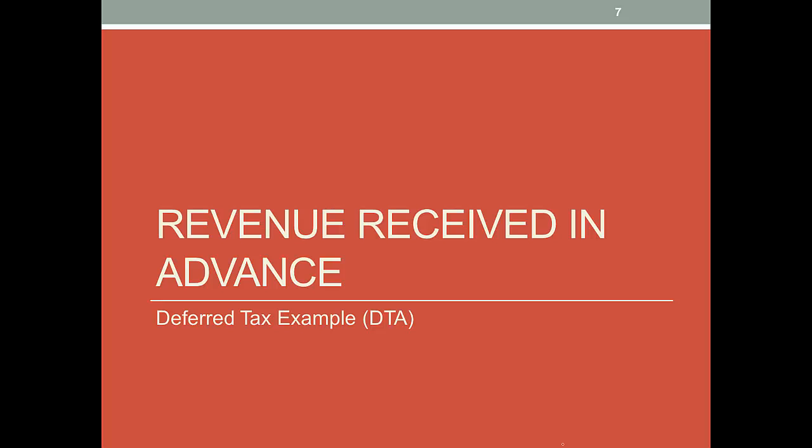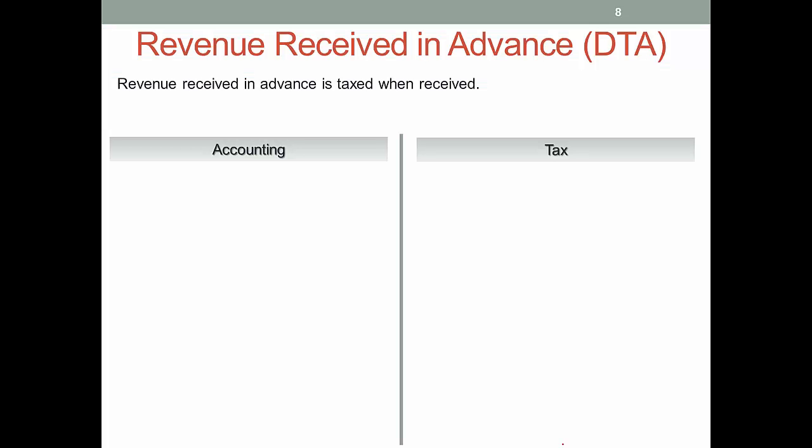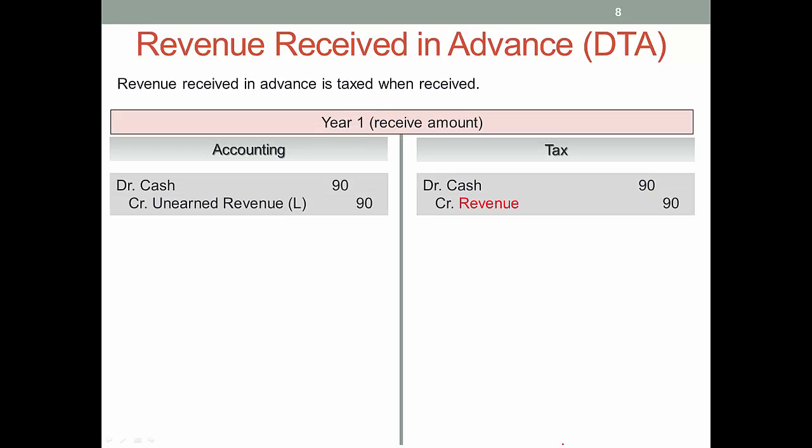Now let's have a look at revenue received in advance, another DTA example. So firstly, let's assume that revenue received in advance is taxed when received. What this is basically meaning is that the tax rules are going to treat it as income when it's received, even though it may not yet have been earned. So let's have a look at how the accounting and tax differ. For accounting, we've received it in advance, we haven't earned it, so there's a liability which we're going to refer to as unearned revenue. You could call it something else, of course. For tax, however, it's been treated as revenue and appeared as part of tax profit.